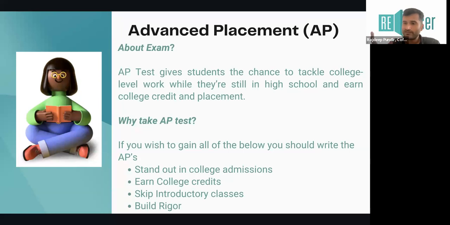It also helps you to build rigor because, as I said, advanced placement courses are difficult. They are very, very similar to college level courses, and hence they really help you to build the rigor, right? Now, these are the reasons why different people write advanced placement exams. But my suggestion is, please don't think about writing these exams if you are not doing well in school academics. School academics have to be in place for you to do well in advanced placement. I think that is super, super critical at this point of time.